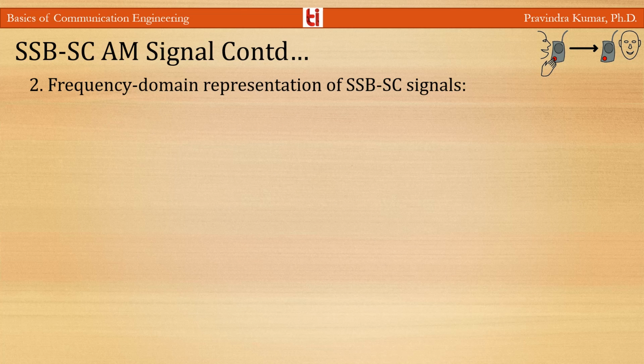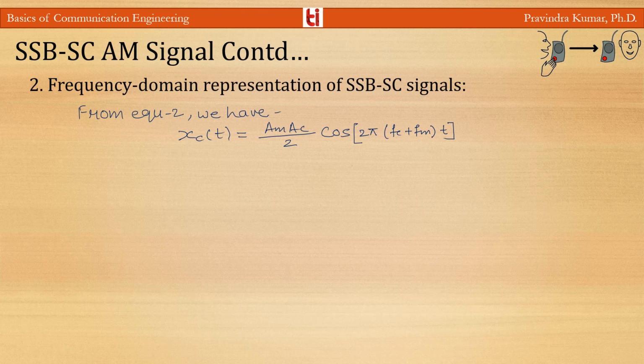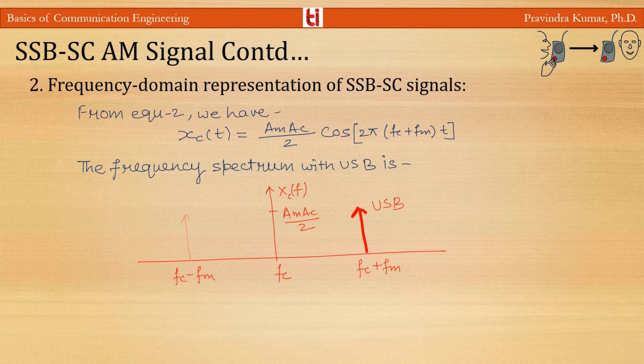So now the frequency domain representation of the SSB-SC signal. From equation 2 we know xc(t) is Am Ac by 2 cos 2 pi (fc plus fm) t for the upper sideband. So the spectrum for the upper sideband will be at a frequency fc plus fm, and we have suppressed the spectrum of the lower sideband. We are not going to transmit this.